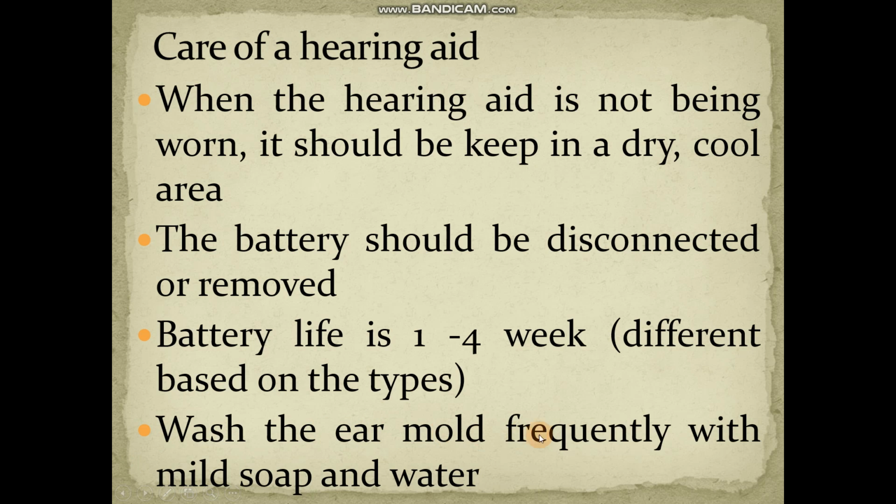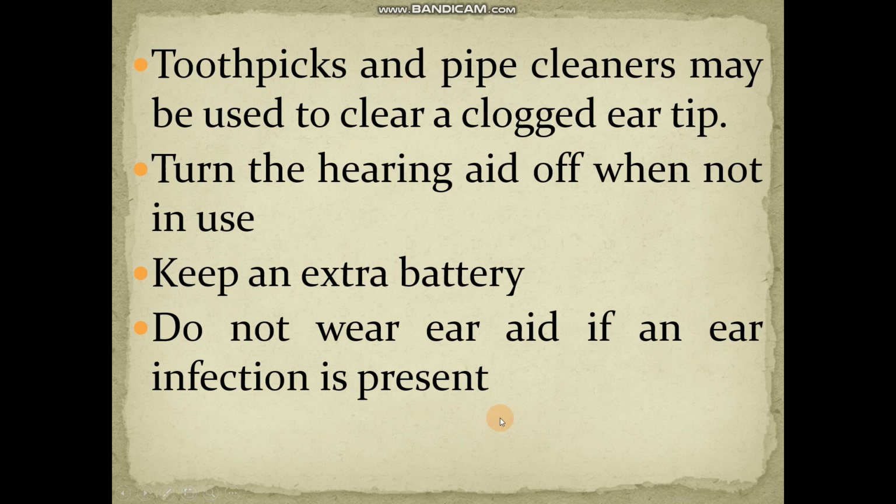So wash the ear mold frequently with mild soap as well as water. We should not wash the hearing aid. Okay. Only the mold should be washed. Toothpicks and pipe cleaners may be used to clear a clogged ear tip. Sometimes in old age we can see increased secretion of this liquid type of wax or cerumen. So it can stick to this mold and it can block the signals.